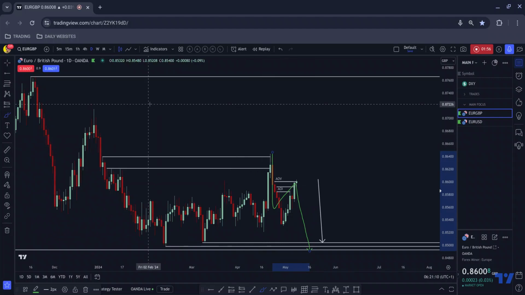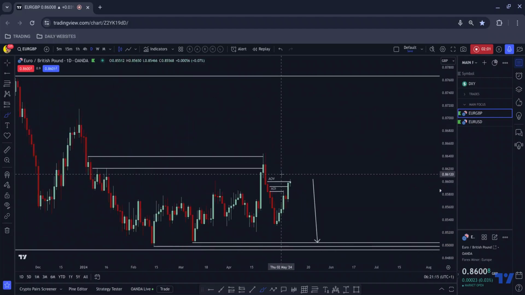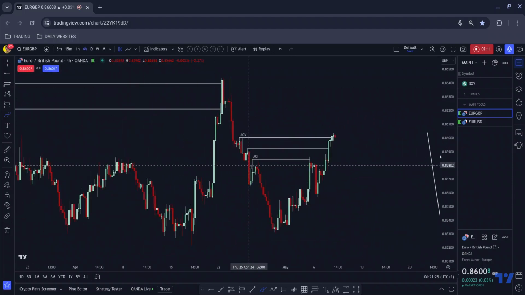So as we drill down, at this moment in time, price has no business coming all the way back up because it's washed out a lot of the liquidity. So you might be thinking, well, why is it coming all the way back up here then? Well, let's drill down to the lower time frames and find out.